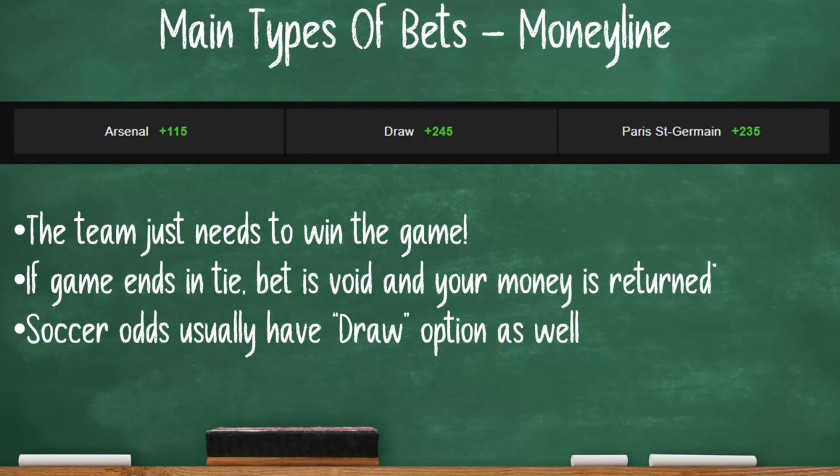Now, I want to call out something. Let's look at soccer, for instance. So you can see it in this matchup between Arsenal and PSG. There's Arsenal to win, there's PSG to win, but then there's also a draw. And so you see this draw option. This is called a three-way bet. So this means that Arsenal has to win in regulation time for your bet to hit, or PSG in regulation for your bet to hit. If neither team wins, or if the game ends in a tie, well, then if you bet on Arsenal or PSG, you've now lost your money because there's a third bet of it actually ending directly in a tie.